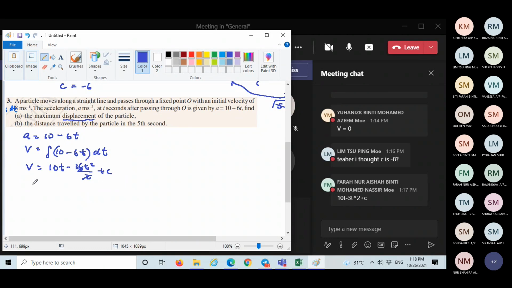Okay, so what is the condition for the t and the v? I don't know whether it's 0. I better don't write 0. I'm not sure. Okay, for me to find the c, what is the condition? Critical?